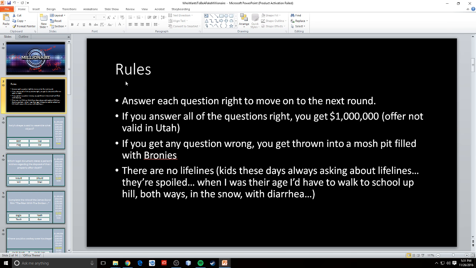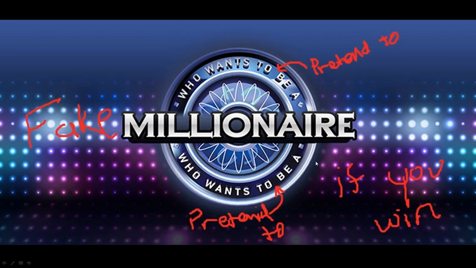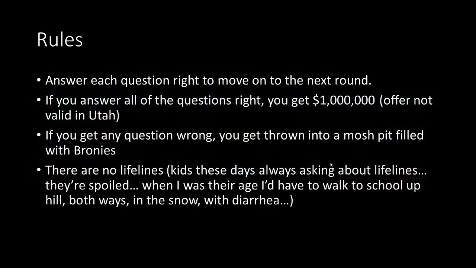So let me go ahead and show you how the game works. I'm going to present it. So it starts, how to pretend to be a fake millionaire if you win. All right, next slide. Rules. Answer each question right to move on to the next round. If you answer all these questions right, you get $1 million. Offer not valid in Utah. If you get any question wrong, you get thrown into a mosh pit filled with bronies. There are no lifelines, and that's pretty much how it works.